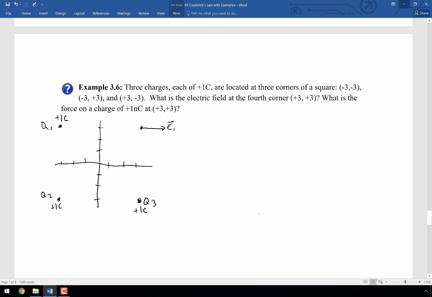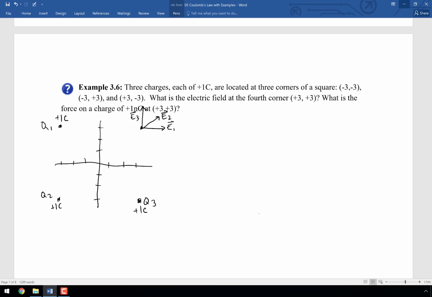We'll call this one Q1, and it's going to be plus 1 coulomb. Could omit the plus there, but we'll go ahead and include it this time. That's Q2, and this is Q3. That's also plus 1 coulomb, and each of these are located 3 units from the origin.